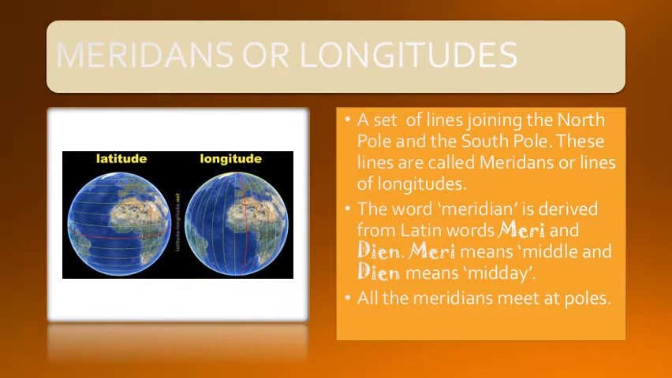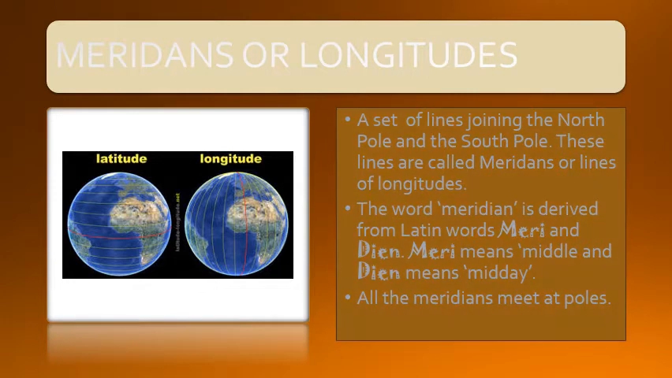The word meridian is derived from Latin words meri and dien. Meri means middle and dien means midday. These are not parallel lines because all the meridians meet at the poles.